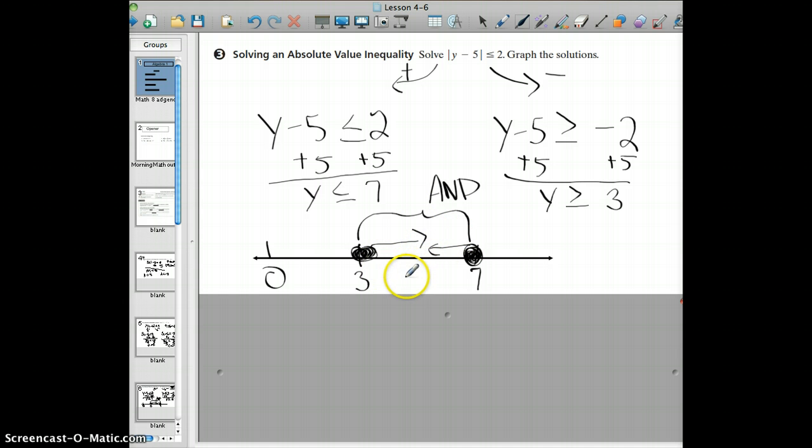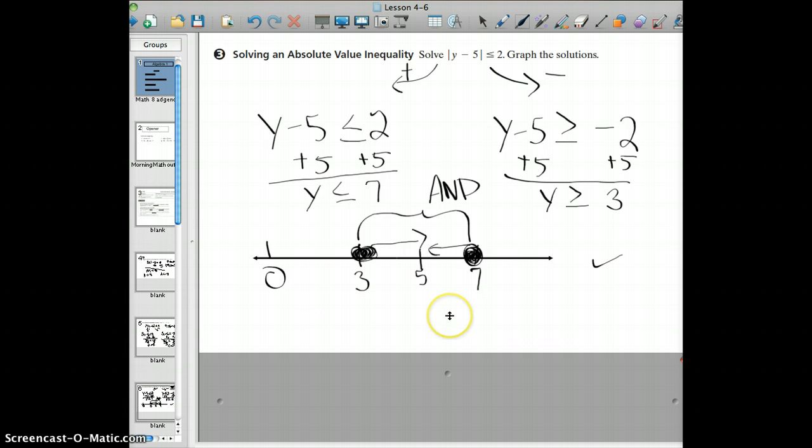So one possible number that would make this absolute value inequality true would be 5. Just to check, 5 minus 5 is 0. And the absolute value of 0 is 0. And that is less than or equal to 2. So we just did a quick check there, and we're ready to move on to our next example.